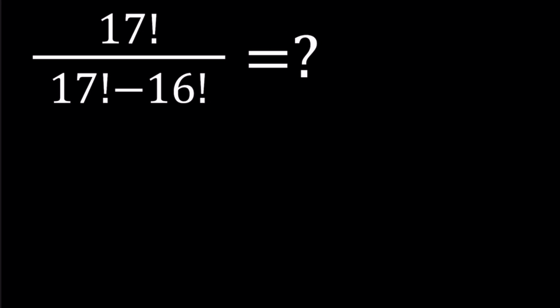Hello everyone. In this video, we're going to be simplifying an expression with factorials. We have 17 factorial divided by 17 factorial minus 16 factorial.